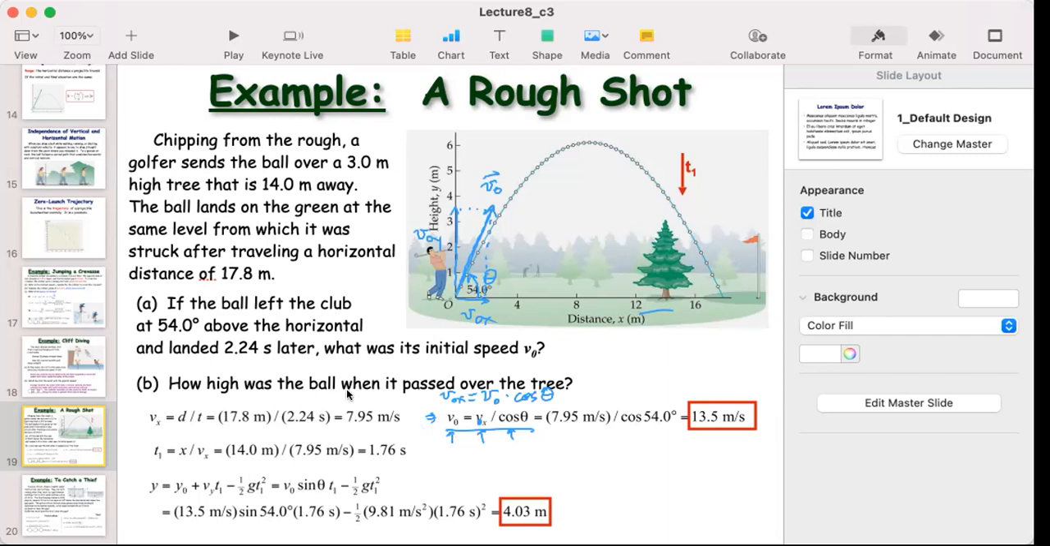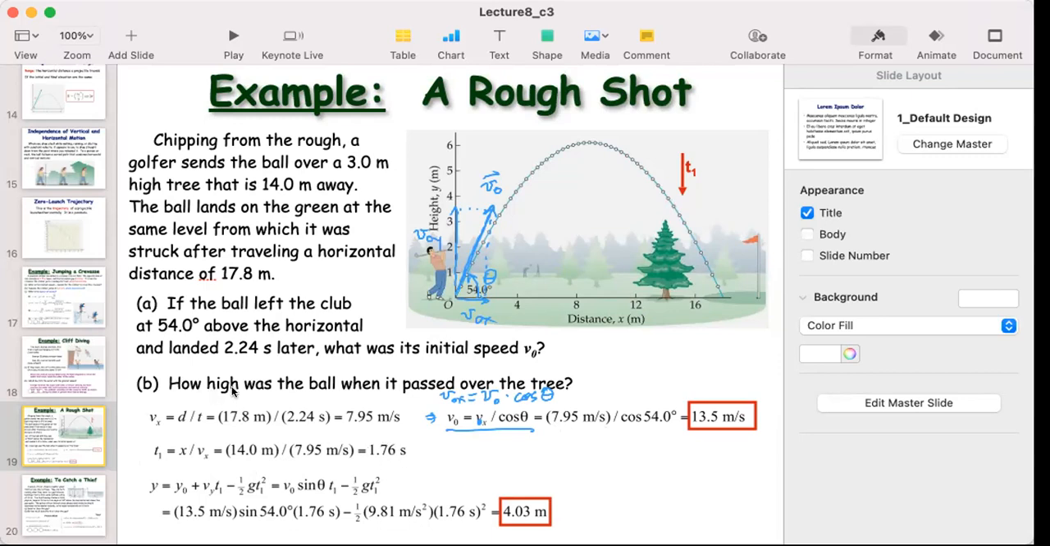Then we have: how high was the ball when it passes over the tree. We can find T1, the time when the ball passes over the tree, as x divided by Vx. The tree is 14 meters away. So x in this case is the tree, 14 meters away, divided by Vx, which I just found, 7.95 meters per second, which gives you that the time is 1.76 seconds.